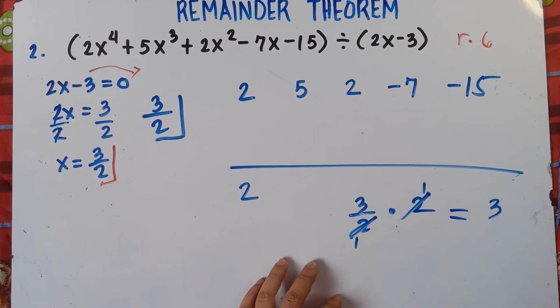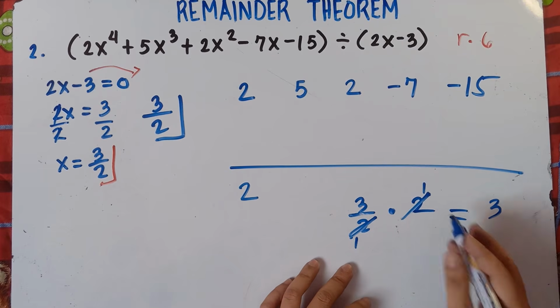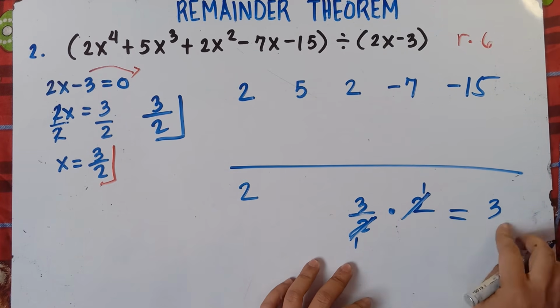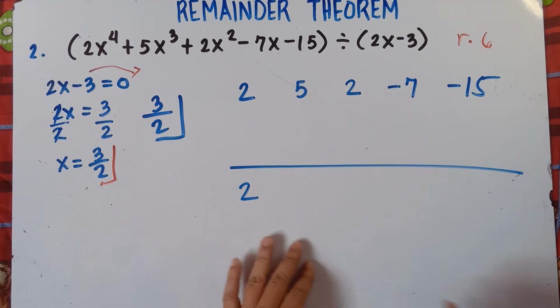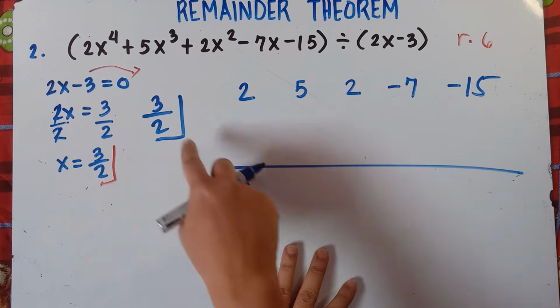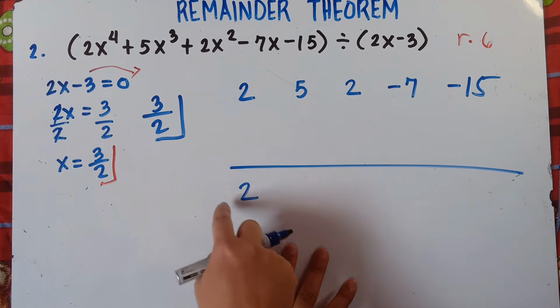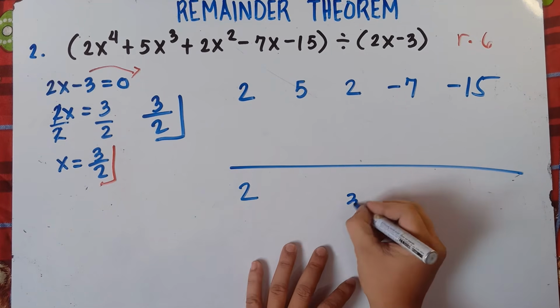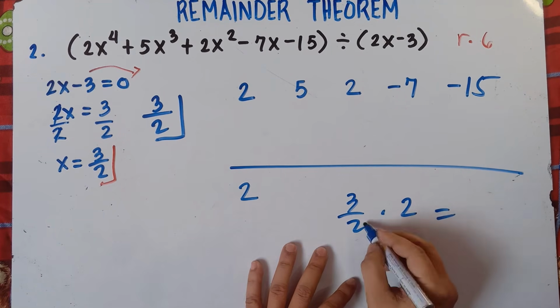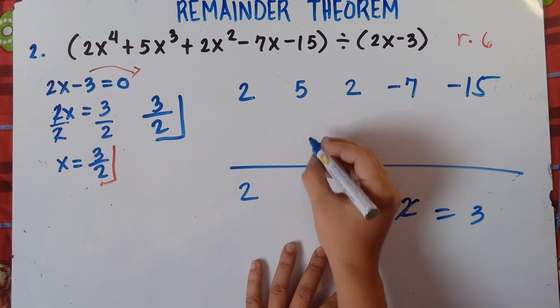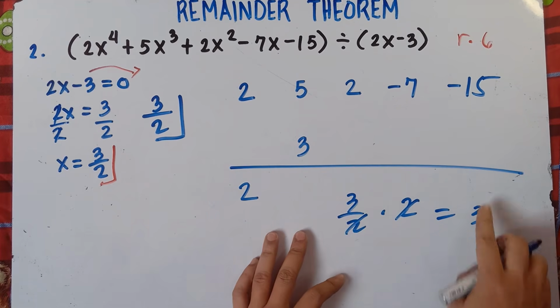If I will be the one who will answer that one, I will just simply cancel 2. Then 3 times 1 is 3. Alright, so once again, bring down 2. Then 3 over 2 times 2, that is, okay, 3 over 2 times 2. Cancel this out and this will be 3. This will be 3.